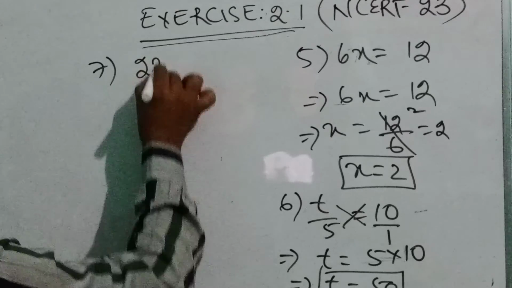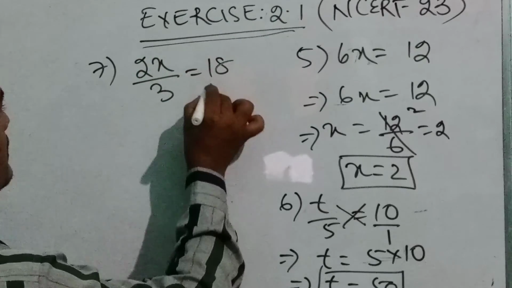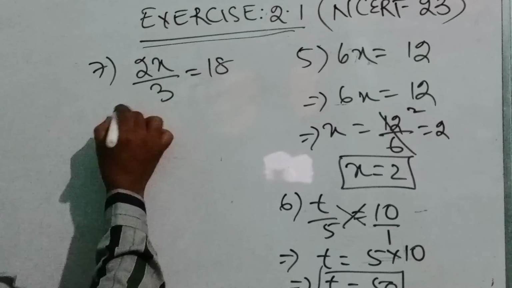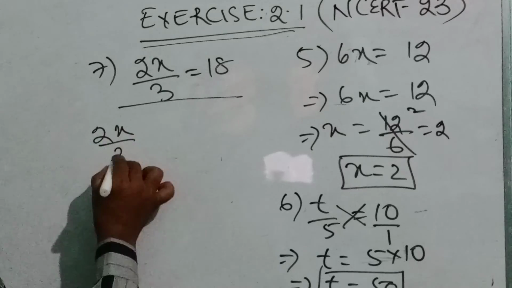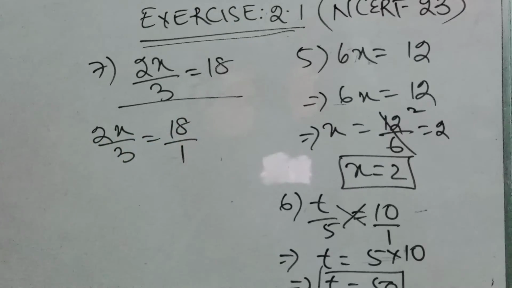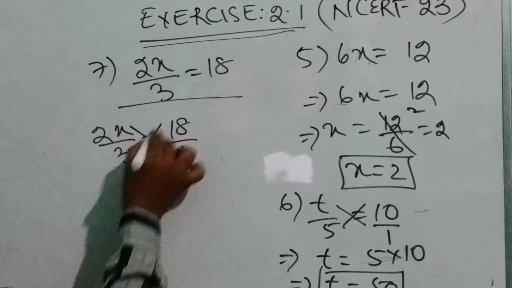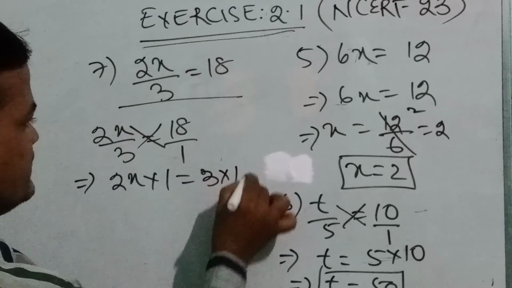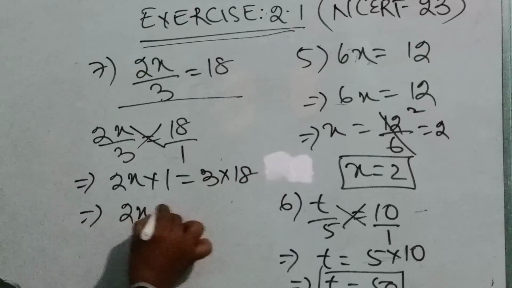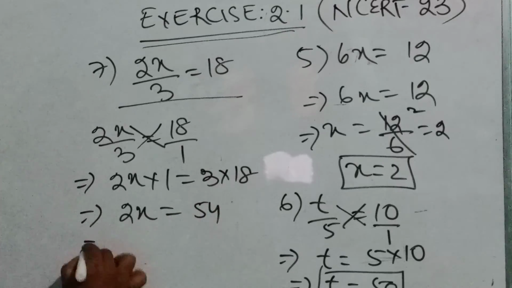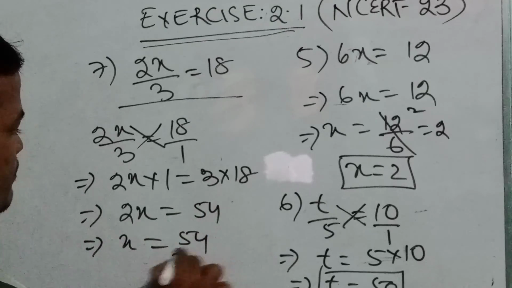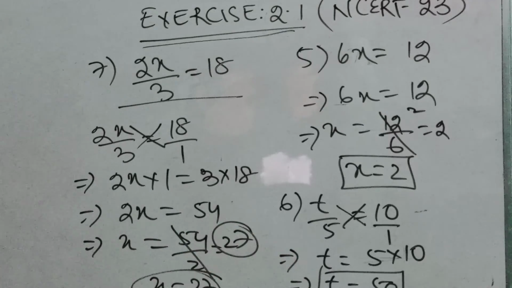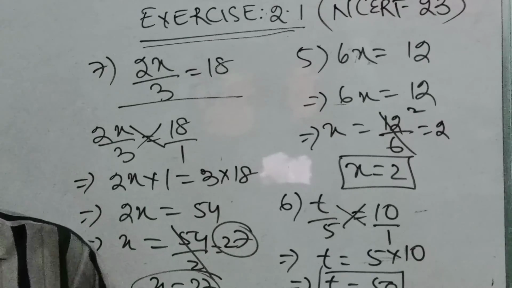2x by 3 equal to 18. This is the question. So 2x by 3 equal to 18 by 1. Put 1 there, now cross multiply. 2x into 1 equal to 3 into 18. So 2x, and 3 into 18 is 54. That is x equal to 54 by 2 equal to 27. So the value of x is 27.